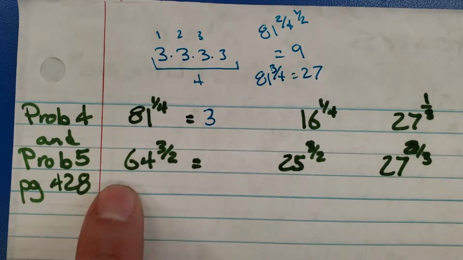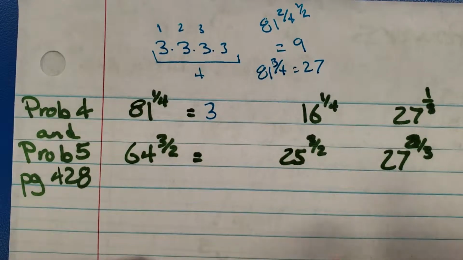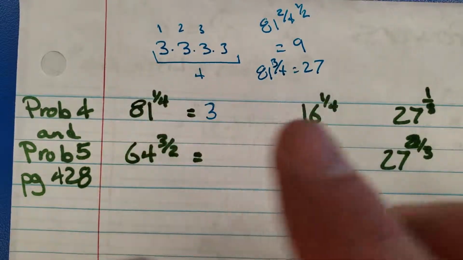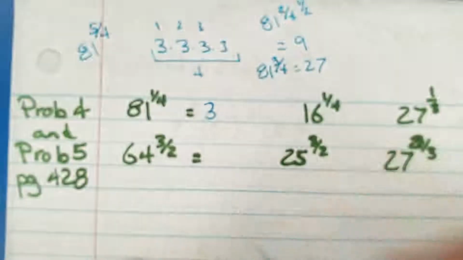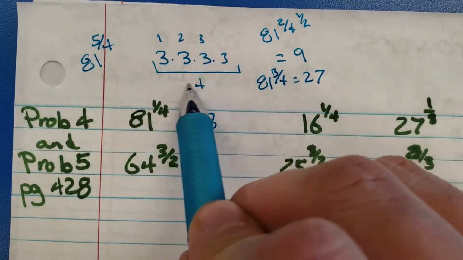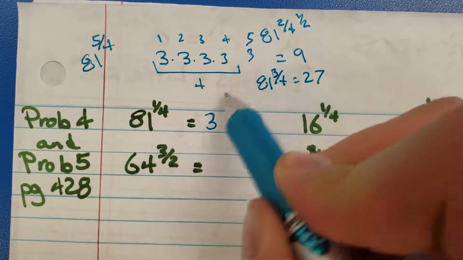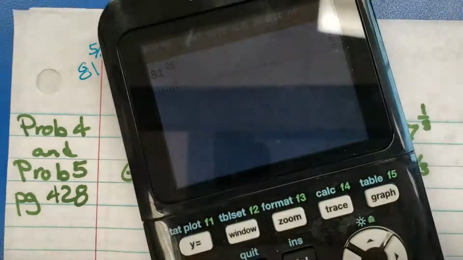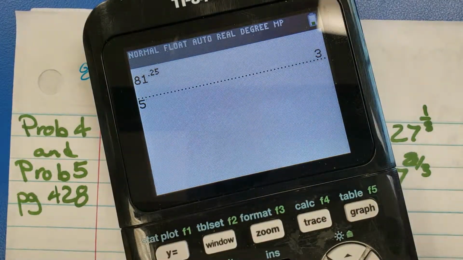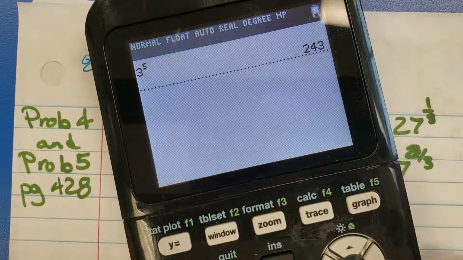And then problem 5 is kind of the same thing. They just have more on top, okay? So what would you do really quick if I had 81 to the 5/4? Well, you'd break it down into the 4ths, and then you would need the 5th number. So you'd actually have to go 3 times 3 times 3 times 3 times 3, 5 times. I don't know what that is. I'm going to use my calculator. 3 to the 5th power. There it is. Okay, it'd be 243.